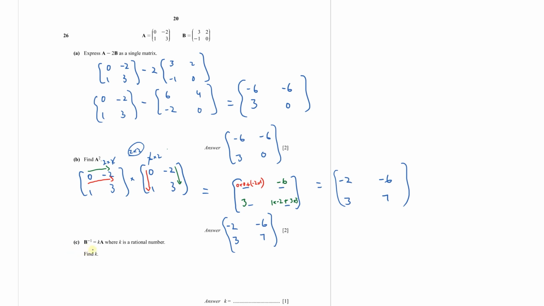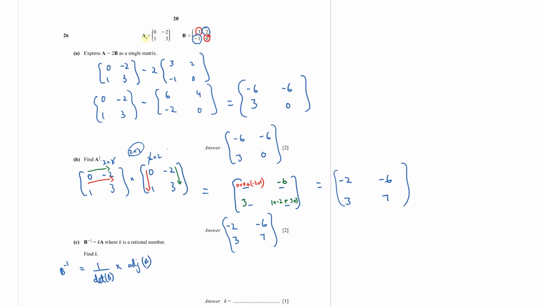Part C is B inverse equals K times A, where K is a rational number. Find K. So B inverse, you're given B. So how do you find the inverse? B inverse is 1 over determinant of B multiplied by the adjugate of B, where the determinant is you take the product of these two and then minus the product of these two values. And the adjugate is where you swap these values, right? And you change the sign of these values.